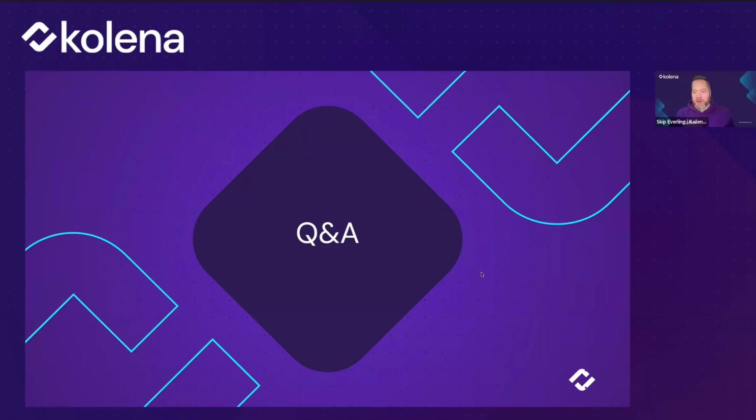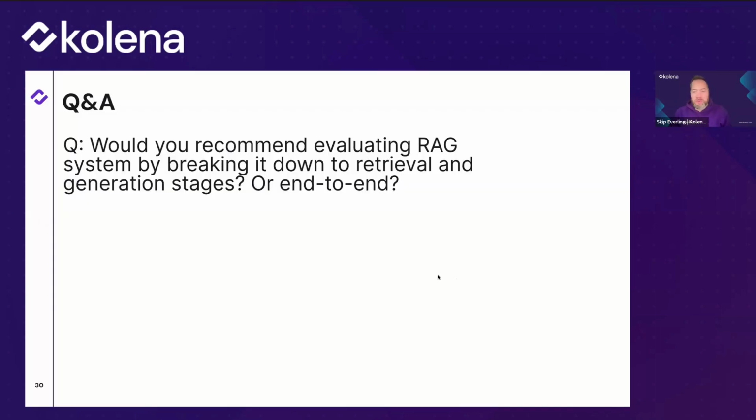But while people are typing those questions, just one for you here, Andrew. So we talked about how RAGs have these two components, the retrieval side and the generation side. When we're talking about evaluating them, would you recommend breaking down the evaluation into those two stages, or is end-to-end evaluation a better approach?